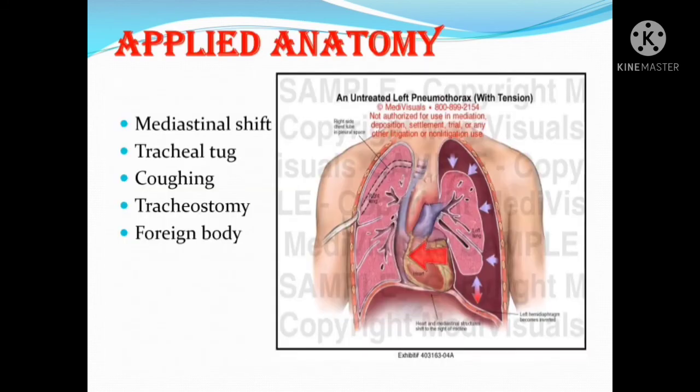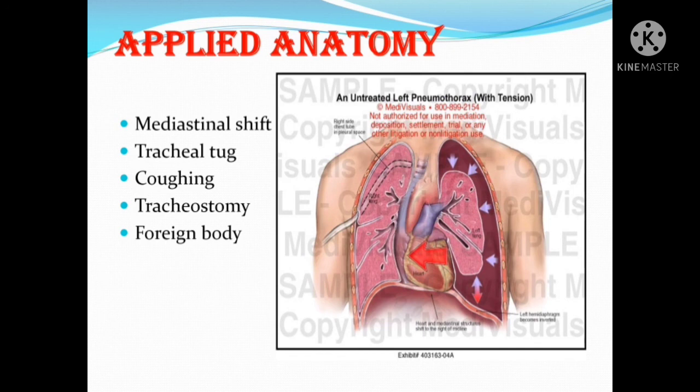Coming to the applied aspects of the trachea, normally the trachea lies in the midline. In case of any lung pathology, it deviates to one side. That is called the mediastinal shift. The second thing is the tracheal tug, otherwise called Oliver's sign, most commonly seen in aortic aneurysm, when we can see a slight downward movement of the trachea during systole. That is called Oliver's sign.